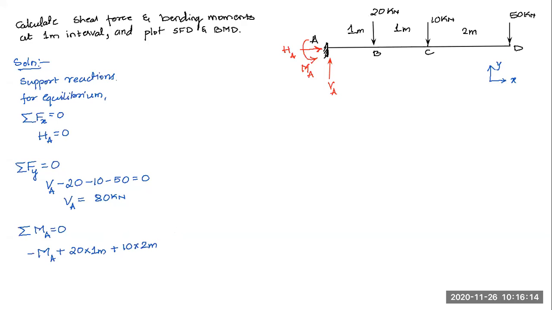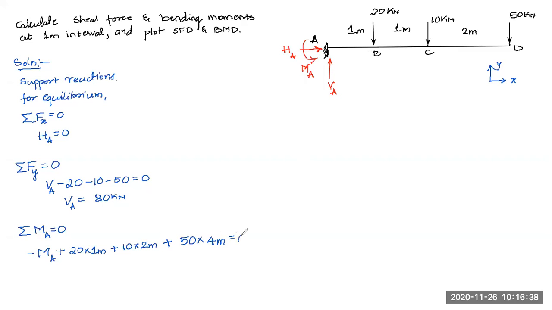Then this 50 kilonewton load, what will it have? It will also have a clockwise moment about point A. It will try to rotate this beam in a clockwise direction about point A. So plus, right? And what is the magnitude? Load or force multiplied by the perpendicular distance. 2 plus 1, 3 plus 1, 4 meters. 50 into 4 meters here.